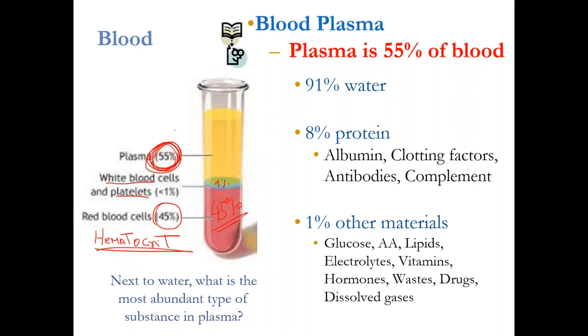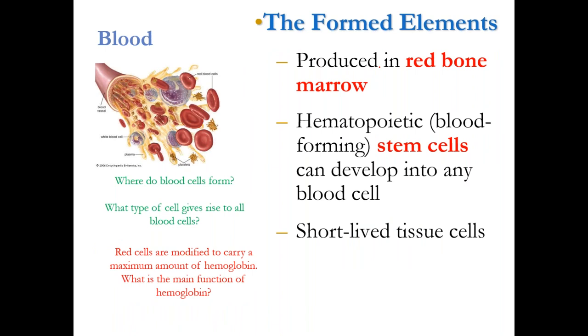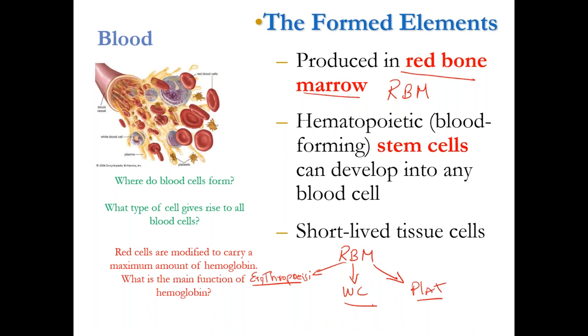Now here we have the red bone marrow. Please pay attention. The red bone marrow has three main activities: erythropoiesis, and this is the white cells and this is the platelets. Erythropoiesis, white cell and platelet production all happen in the red bone marrow, and in general this is called hematopoiesis.